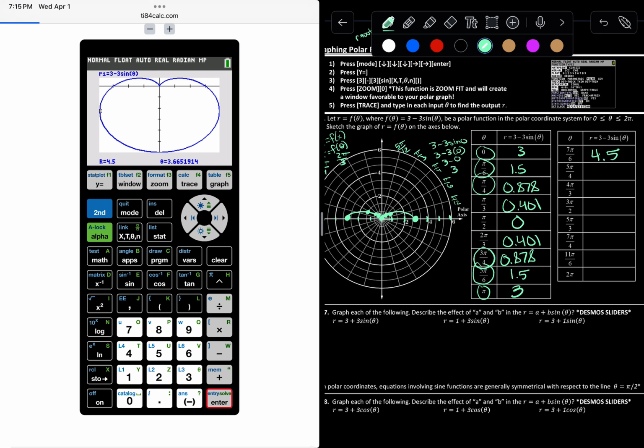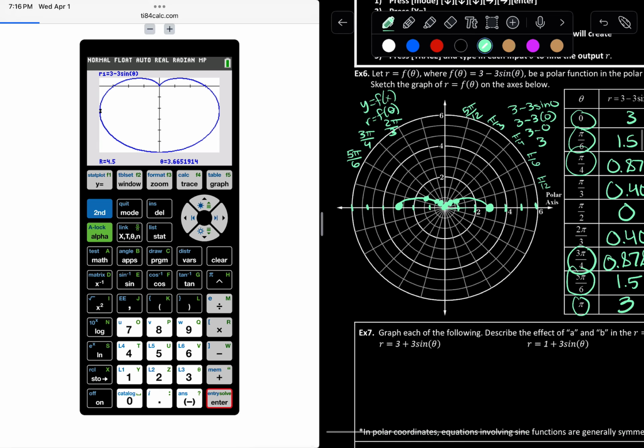Now, if I look at this, I have vertical symmetry. I'm able to fold this on top of itself vertically. If angle 7 pi over 6 has a radius of 4.5, what other angle in this table will have the same radius? 11 pi over 6. So we're seeing that vertical symmetry. So I'm going to go ahead and plot these two together.